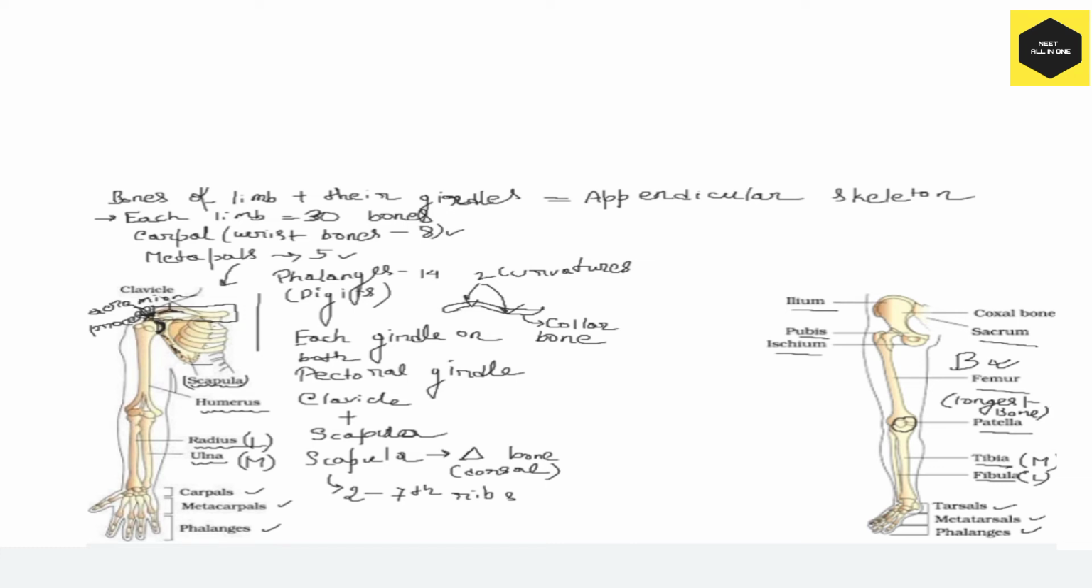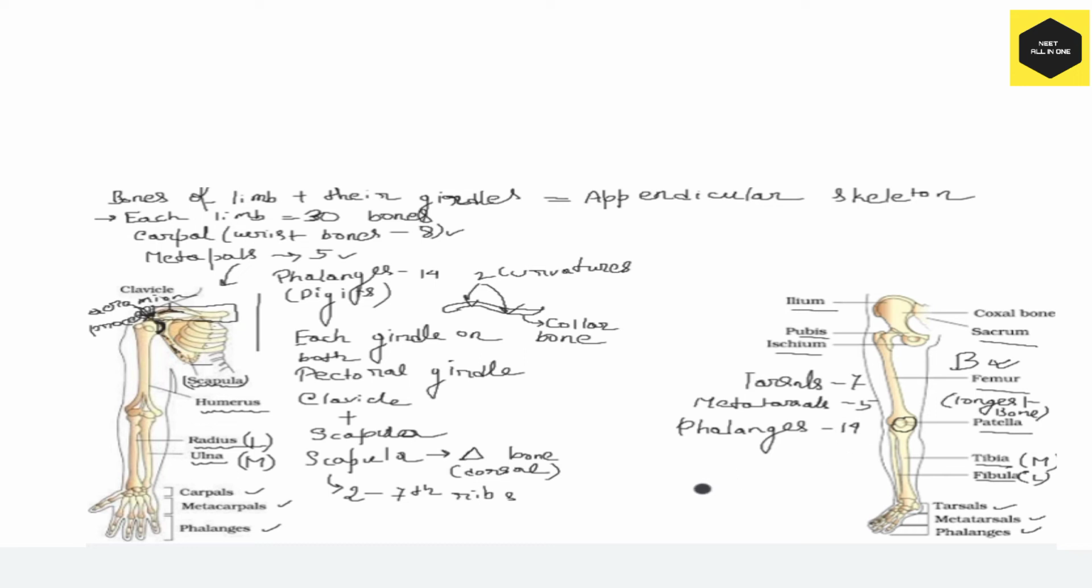Now let me write about the numbers in which these are present. Like tarsals, these are 7 in number. Metatarsals, these are 5 in number. Phalanges, these numbers are very important, you have to remember them. These are 14 in number.